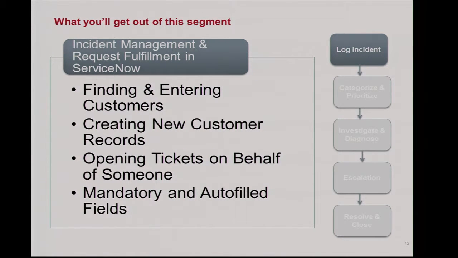What you'll get from this segment is we'll show you how to find and enter customers. We'll create new customer records. We get a feed every day from the Harvard databases that gives us the records of all people having an HUID. But sometimes you'll get a call from someone who is not yet in the database, and you'll have to create a record for that person before you can open a ticket. We'll talk about opening tickets on behalf of someone, and we'll talk about mandatory and auto-filled fields.